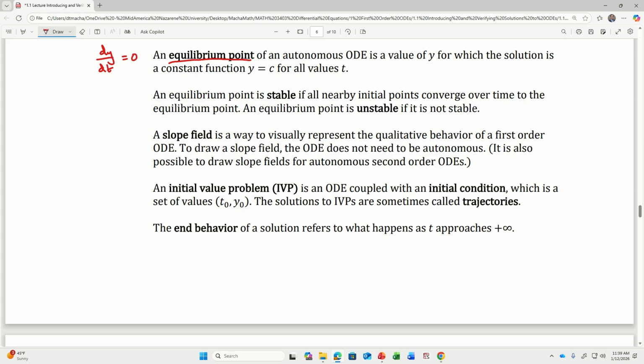A slope field is like we showed on Desmos. It's a way to show you what the qualitative behavior is of an ODE. An initial value problem is an ODE coupled with an initial condition. And so you see the solutions to the initial values are trajectories that start at the initial value point. And end behavior is what happens as t approaches infinity.